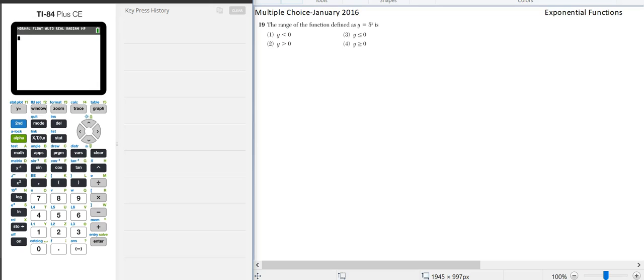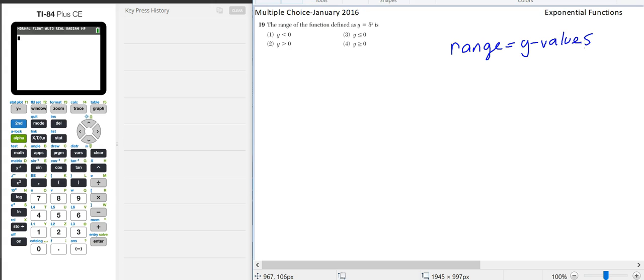In this video, we're going to discuss the range of exponential functions. The range, you might remember, are all y values that a function will ever take on. Let's look at question number 19 from the January 2016 Regents. The range of a function defined as y is equal to 5 to the x is.